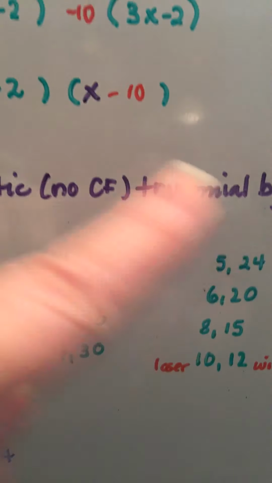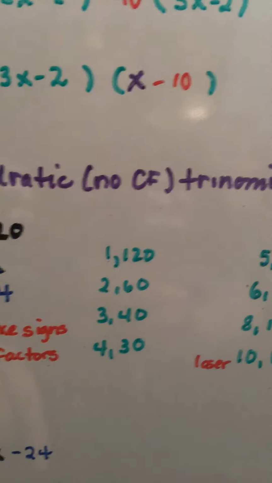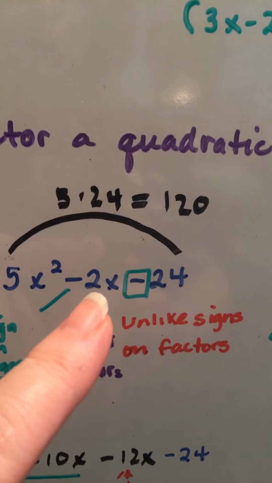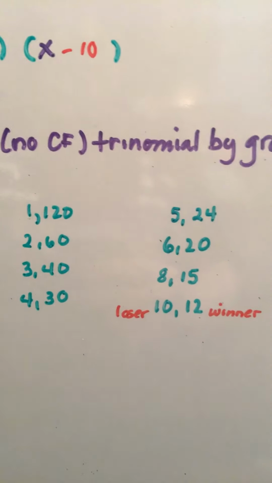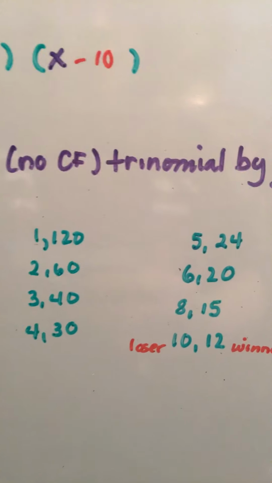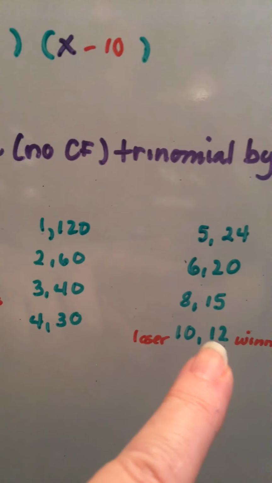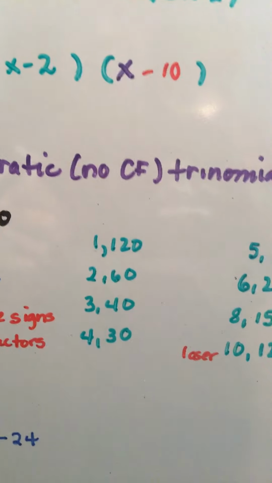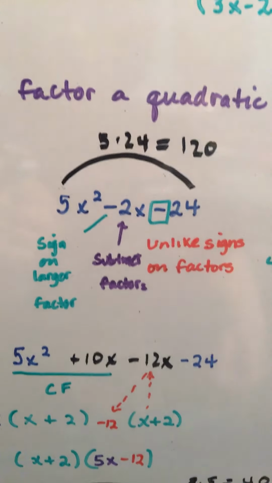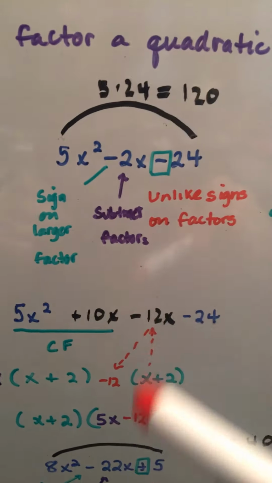So what am I going to be doing with these? I'm going to be subtracting them. And when I subtract them, I want to get 2. So I look at my list and I see 10 and 12 give me 2. Since I'm subtracting, the larger number wins the sign. The smaller number gets the opposite sign. So now what I want to do, though, is not write them as factors. I want to put them in this form.